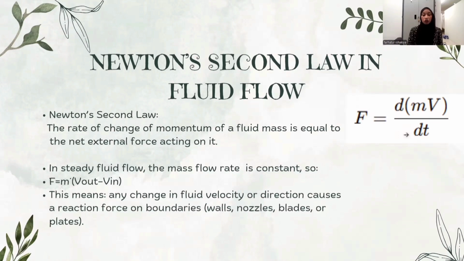So next, we move to Newton's second law in fluid flow. As fluid moves through a pipe or across a surface, its speed and direction tend to change. This change leads to a variation in momentum, which then creates a force acting on the pipe walls and also system components. To find this force, we use the momentum equation, which is F equals the mass flow rate times the difference between outlet and inlet velocity. And m here represents the mass flow rate, and it depends on the fluid density, cross-sectional area, and also velocity.